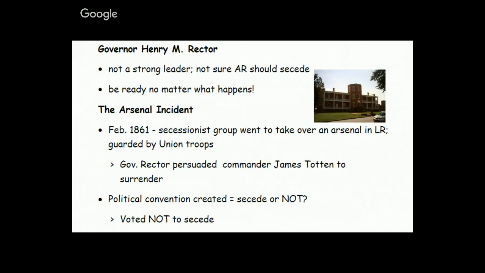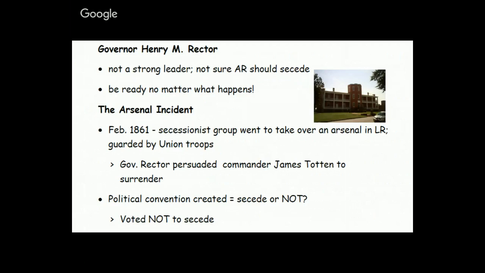To avoid bloodshed, Governor Rector convinced Union Commander James Totten to surrender. Totten and his troops were allowed to evacuate the arsenal, but the guns, ammunition, and other supplies became property of the state. Some historians believe that if Totten had not surrendered the arsenal, the Civil War might have started in Little Rock.